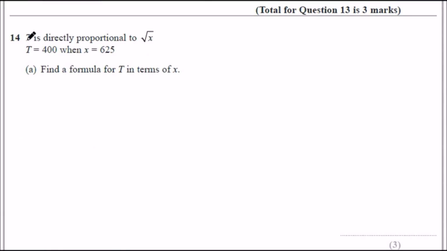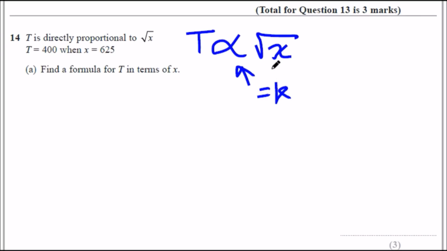Question 14. T is directly proportional to root x. So this means T is directly proportional to the square root of x. T is 400 when x is 625. Find the formula for T in terms of x. So firstly, this proportional sign, this alpha sign, means equals k times, which means a scale factor. So T equals scale factor times root x.